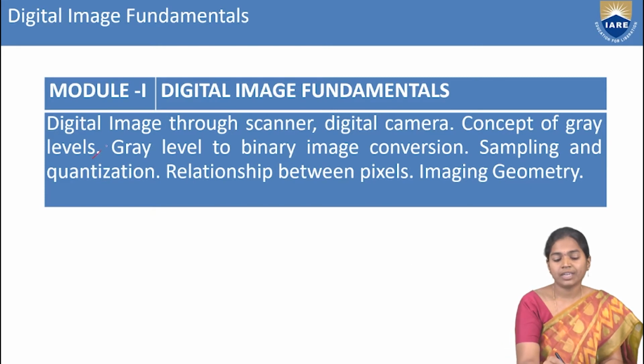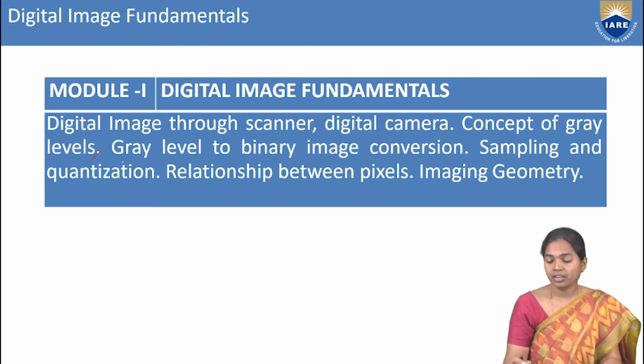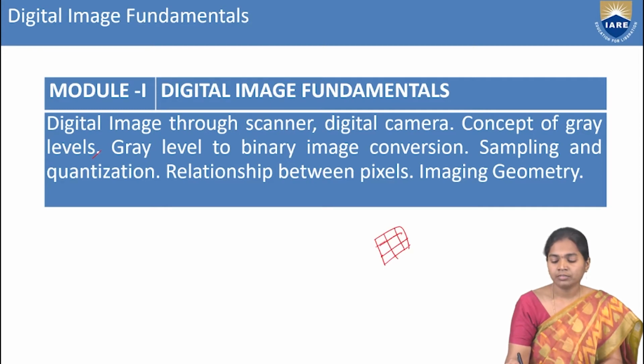Next one is the concept of gray level. What is meant by gray level here? Already I explained the concept of gray levels. Gray level is also called intensity. The digital image is represented in the form of pixels only. The combination of rows and columns forms a pixel. Here this one is 1 pixel and here it is also 1 pixel. In digital image processing, the image is represented in digital form, so we need to consider pixels. Each pixel has its own gray level value.